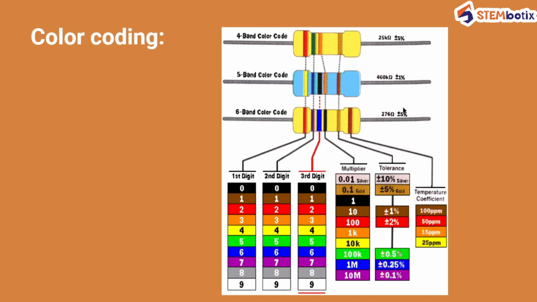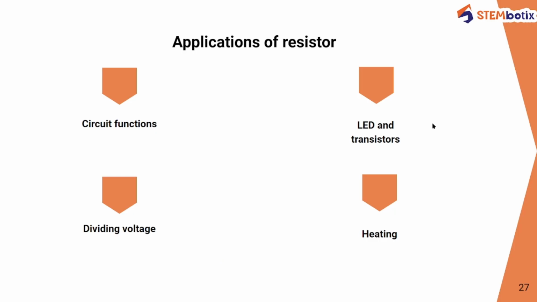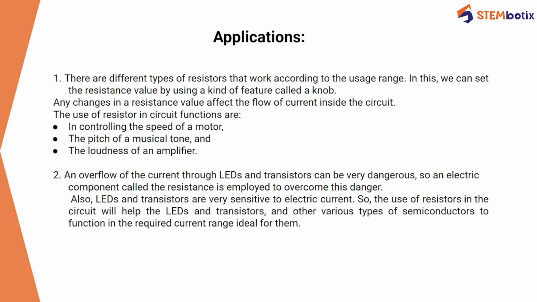So this is how the different color stripes are used to determine the value of that particular resistor. Or else you can use a digital multimeter. Using both terminals, you can also know the value of a particular resistor. Now let us see applications of resistors. Resistors are used in circuit functions, also in LEDs and transistors, for dividing voltage and heating purposes. So let us see the different applications in depth.